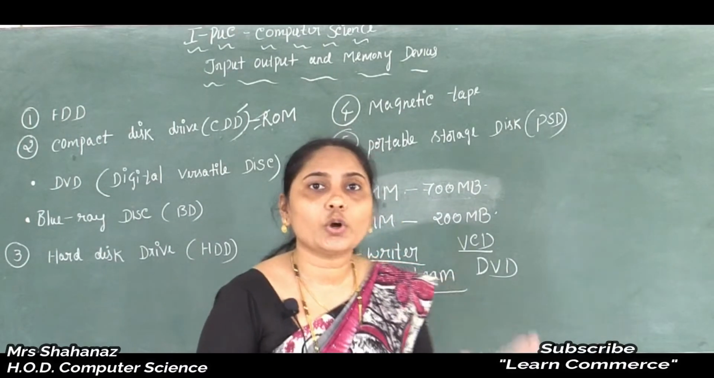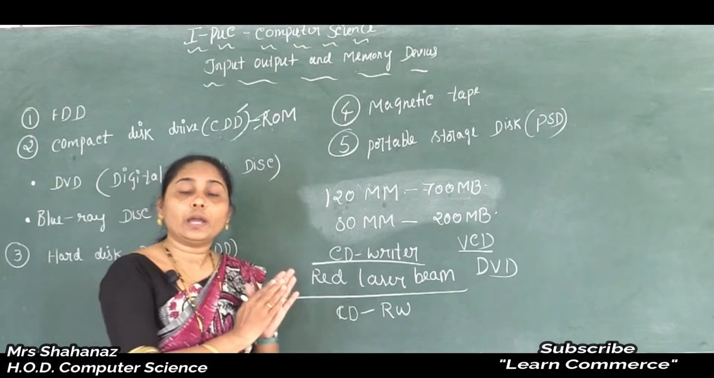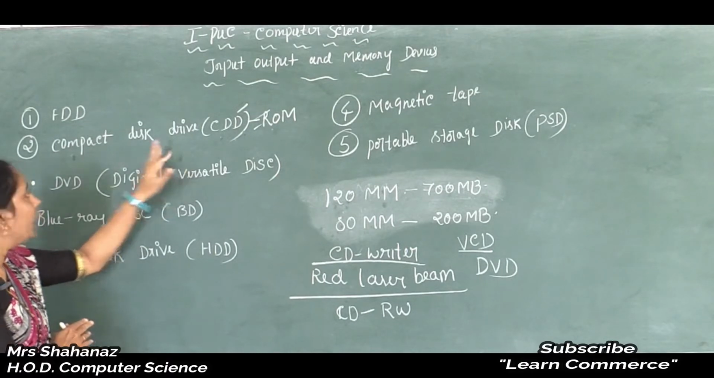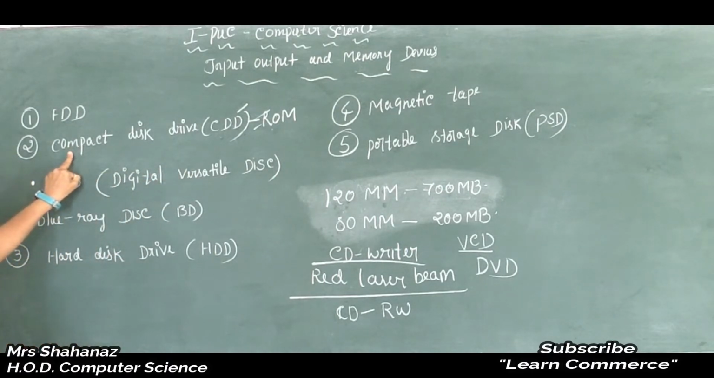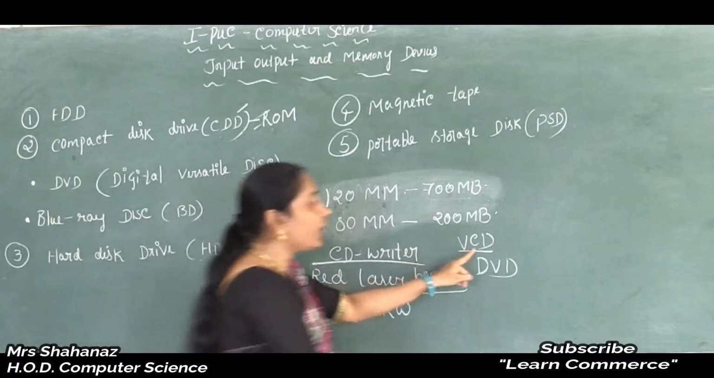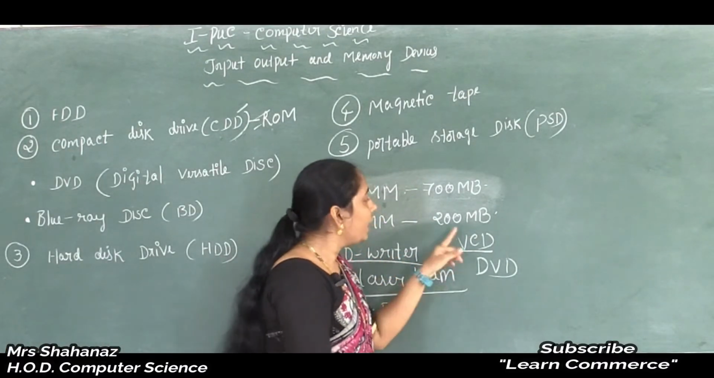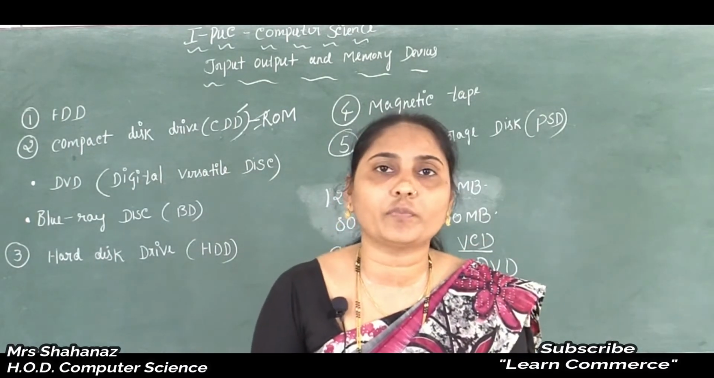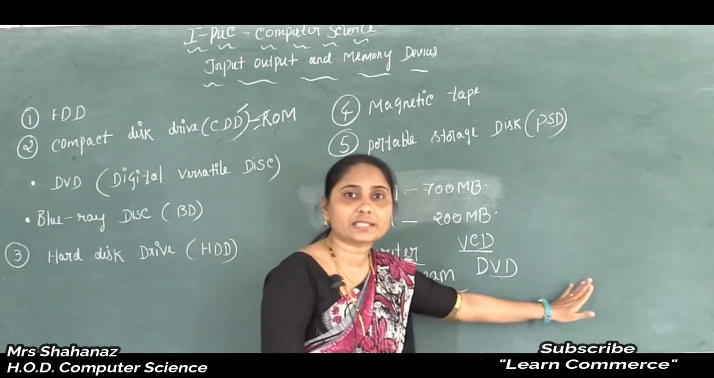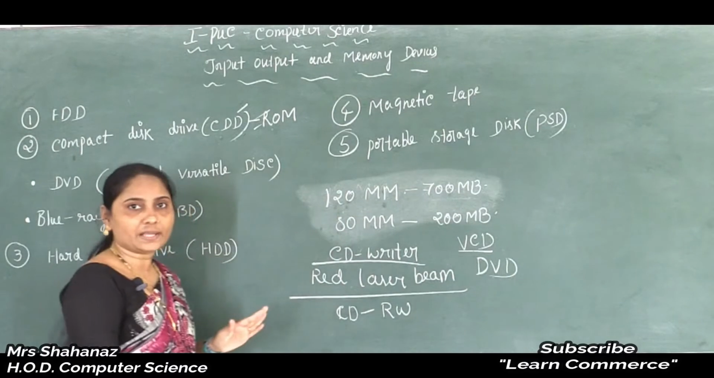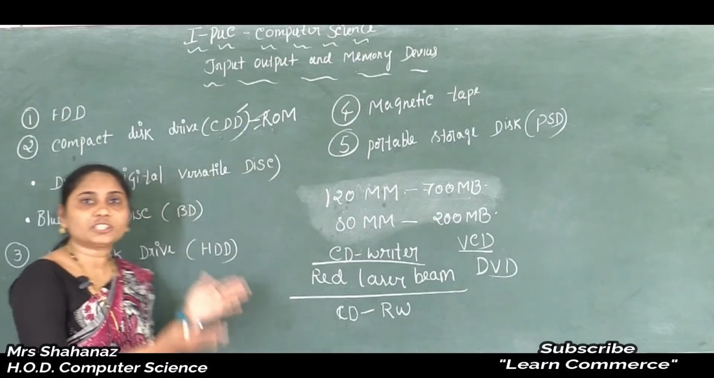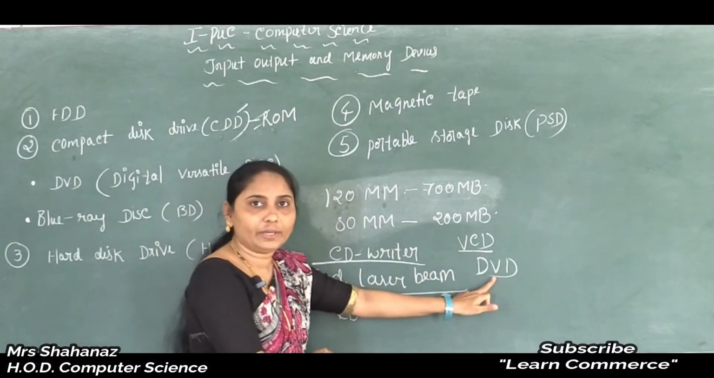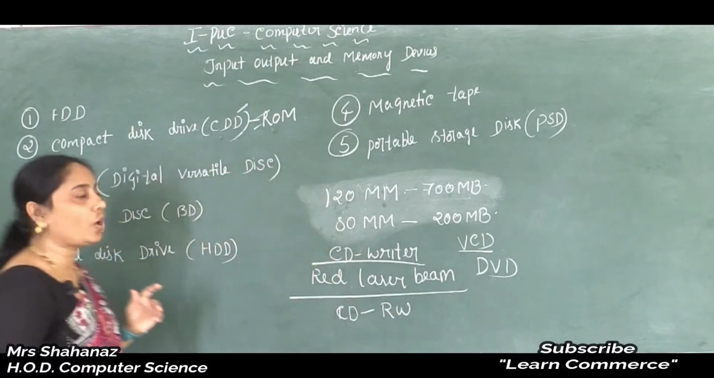Clear this point here? First of all we used the FDD, floppy disk drive, but later we needed to store more information. Later we used the compact disk drive, but nowadays mostly we use the VCD, the video compact disc, or the DVD, the digital versatile disc, which has greater storage capacity. That means we can store more information compared with our CD. Clear this point here? So this is about our compact disc drive.